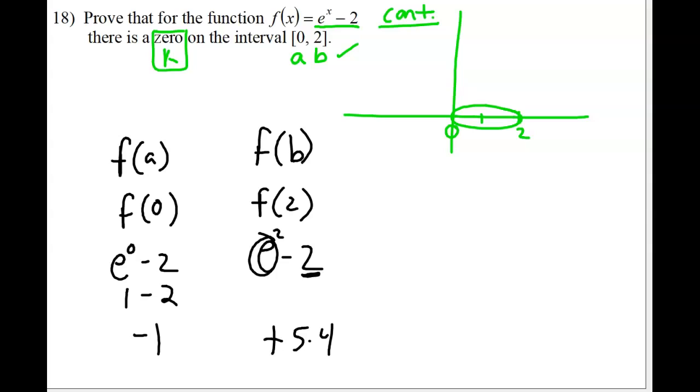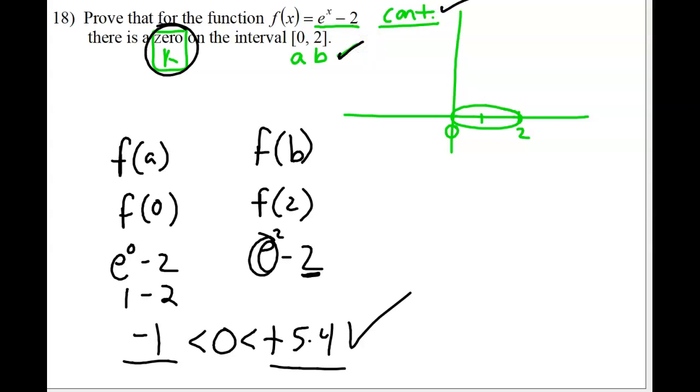So notice that my f of a and f of b are different, so that's good. We need them to be different. Also notice that my k value of 0 needs to be between those numbers, and it is. So we're great. We've met all of our criteria. We found a, b, and k. We know it's continuous, and my k value is between the two f of a and f of b values. That means that the IVT applies.